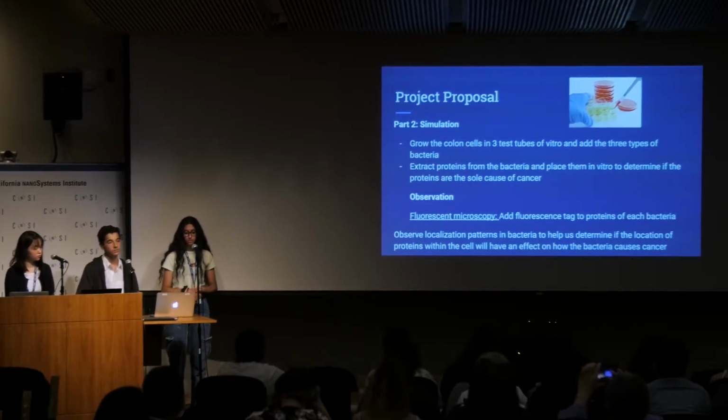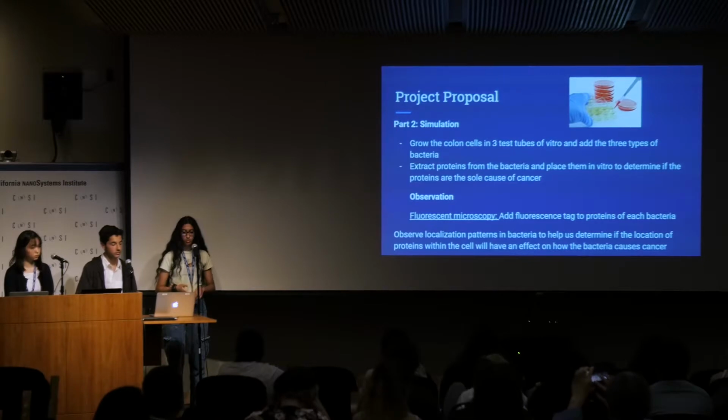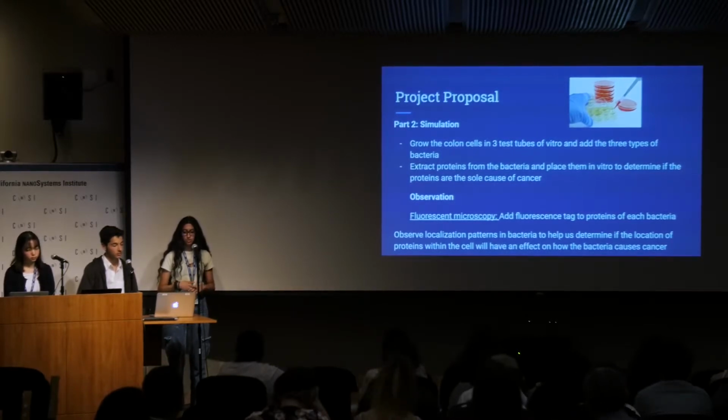For the actual observation, we propose to grow the colon cells in vitro in 3 test tubes and then add the 3 types of bacteria, E. coli, F. nucleatum, and ETBF, to study if and how proteins move from the bacteria to the colon cells. In order to be able to see the proteins, the gene that expresses green fluorescent protein will be added to the proteins of each bacteria.